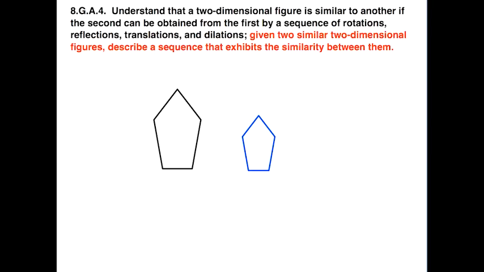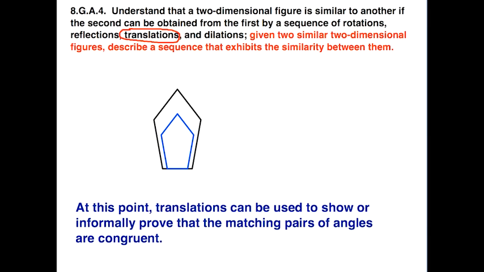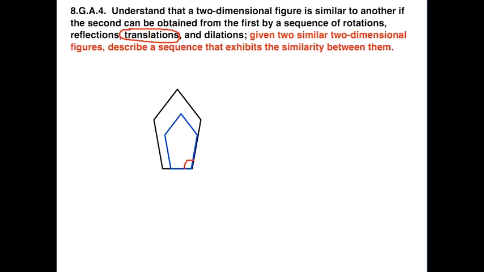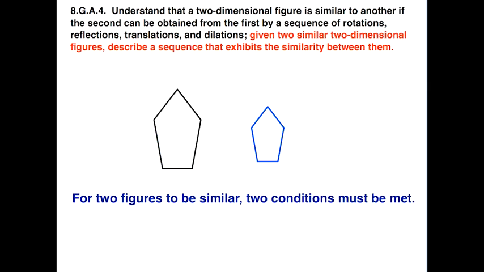So let's say we have these two pentagons. If I were to do a translation to get this over here in a proper position, at this point I can use a translation to show or informally prove that each of the matching pairs of angles are congruent. So what I could do here, and this is going to be one of the key ideas, is that you can use translations to show equality of the angles. So like here, that pair of angles is congruent, that pair is congruent, this pair, that pair, and that pair. So that's going to be a big use of translations, again, to slide one figure around to show that the matching pairs of angles are equivalent.